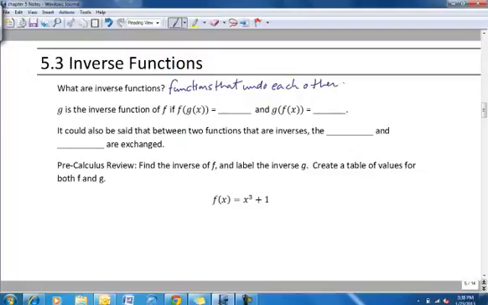Next, these two properties are very important. G is the inverse of F if F of G of x equals x, and G of F of x equals x. In other words, if you compose both ways and you get x each time, then the two functions are inverses of each other. I am going to skip the section also on logarithmic differentiation. It's not anything that I cover on my tests or quizzes. It is not covered on the AP test either.